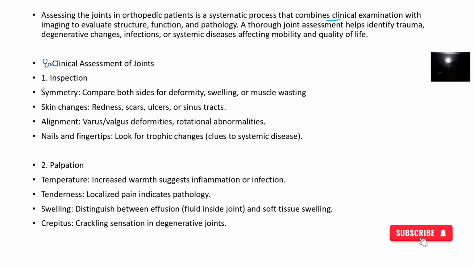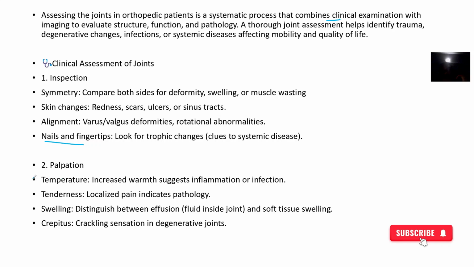So you have to check symmetry. If the structure you are trying to examine is on two parts of the body, look at how it is on the left and compare with the one on the right. That will help you detect if there's muscle wasting, if there's a swelling or deformity. Look at skin changes. Look at alignment. How are the bone alignments? Is it in a proper alignment or is it distorted? Look at the nails and the fingertips.